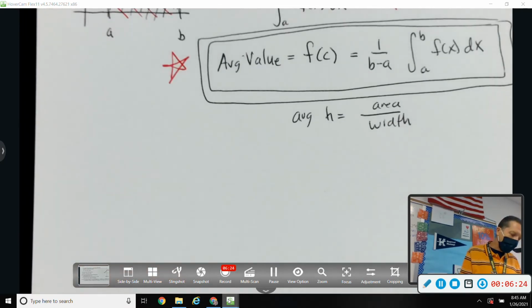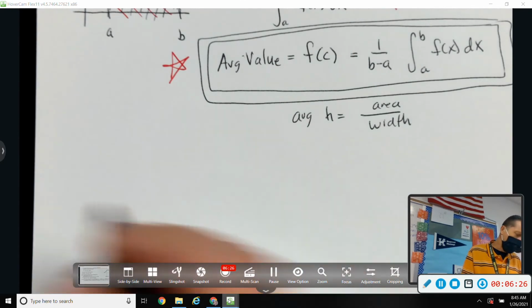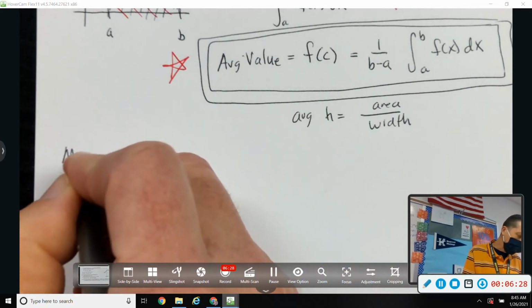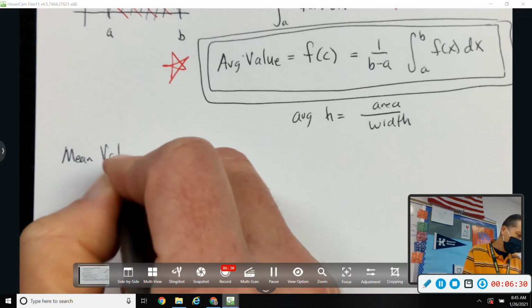So the second part of today, and then we'll use this stuff, is the mean value theorem for integrals.